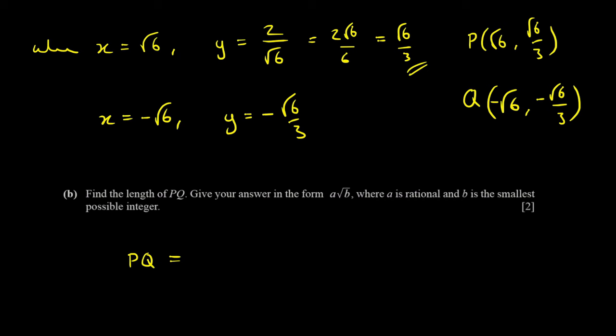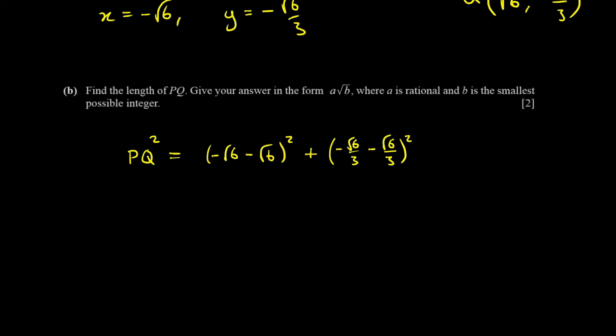We are going to get x2, which is negative root 6, minus x1, so minus root 6, all squared. So we get negative root 6 minus root 6, all squared, plus y2 minus y1, which is minus root 6 upon 3 minus root 6 upon 3, all squared. And of course, we've got to square root that. I'll put a square there on the other side just to make it a bit neater. So what do we got here?